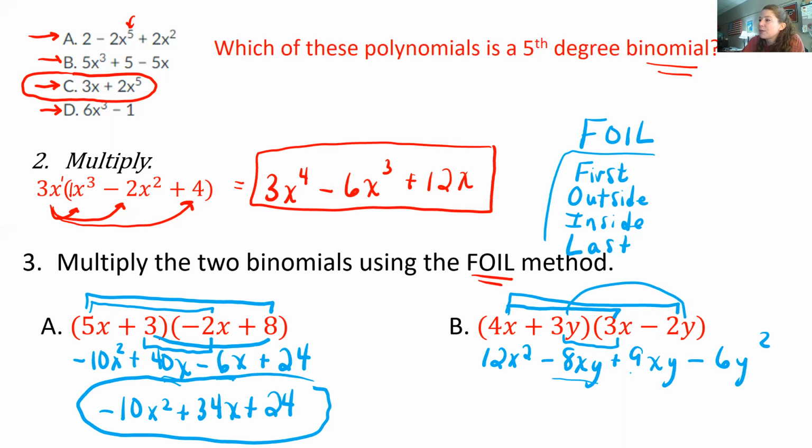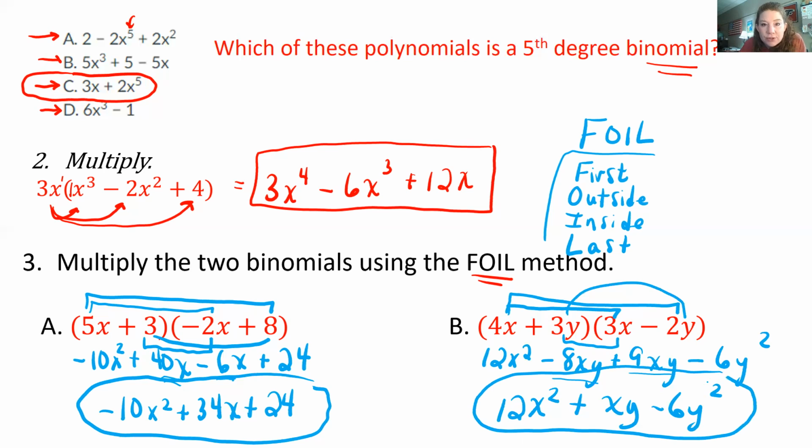Once again, our two middle terms are like terms. So negative 8xy plus 9xy is positive 1xy. So we bring down our 12x squared plus 1xy. We don't need the 1. And then minus 6y squared. We've combined our like terms, and so this is our final answer. And that's what they call the FOIL method, which is just using the distributive property, same thing.